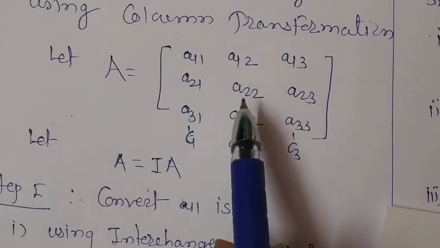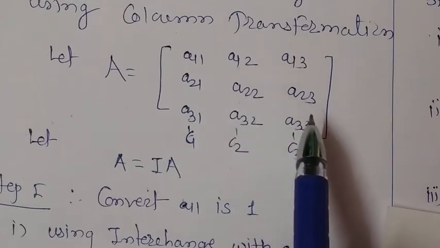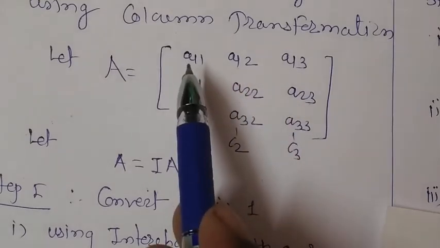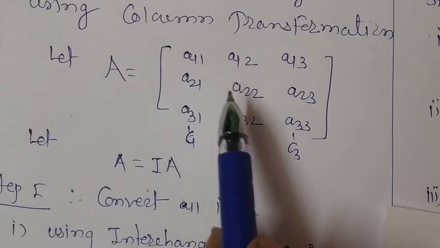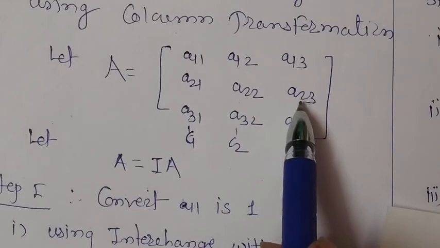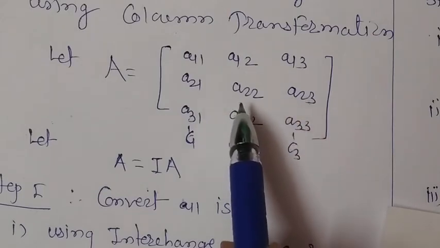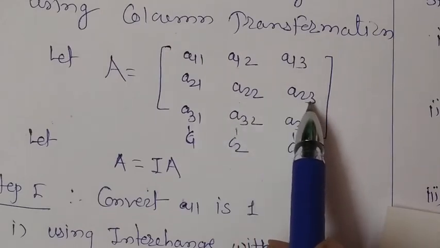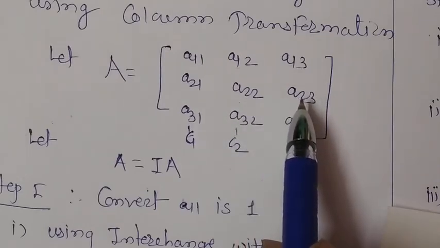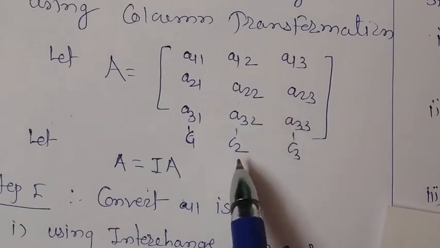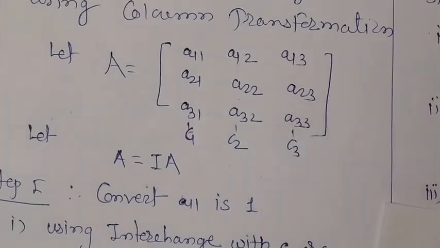Check here, take only C3, not C1. When we use C1, then A11 will change. So if we want A22 to be 1, we use only C3 or divide by the same number. First the condition is interchange, with only C3. If interchange fails, then add or subtract with C3. If add and subtract also fail, then the third stage is to divide by the same number, C2 divided by A22. So this is our step 3.